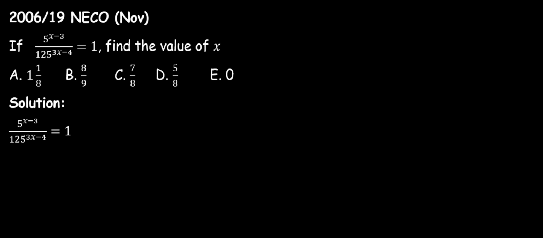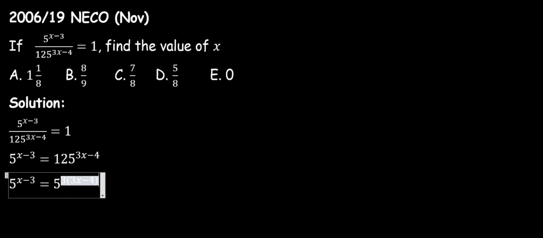Then we now have 5 raised to power x minus 3 will be equals to 125 raised to power 3x minus 4. Next, we express the right hand side in 5 and its powers to be like the left hand side. So we now have 5 raised to power x minus 3 will be equals to 5 raised to power 3. Introduce a bracket because 125 is 5 raised to power 3. So we introduce a bracket to protect the 3x minus 4 that was there before. Since they are in same base, we equate the powers.